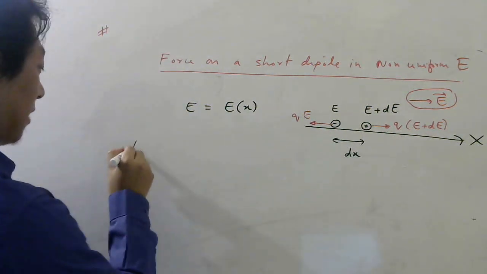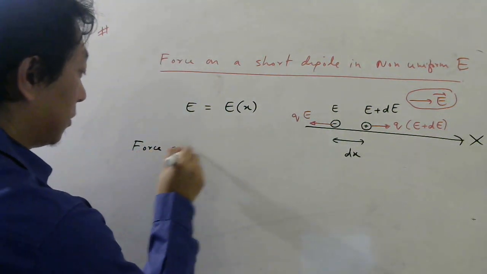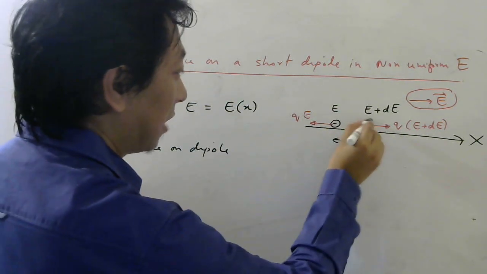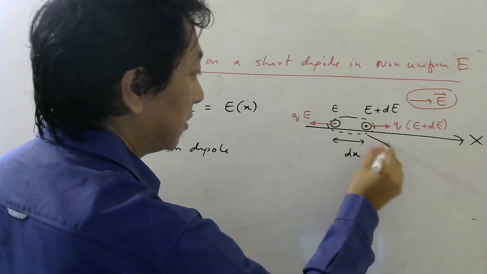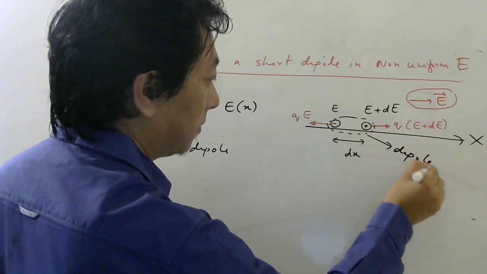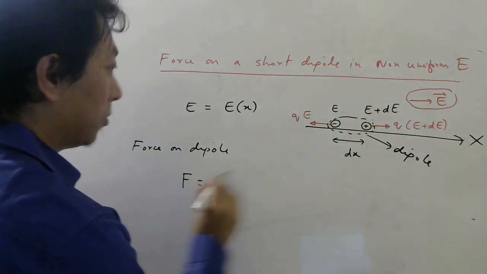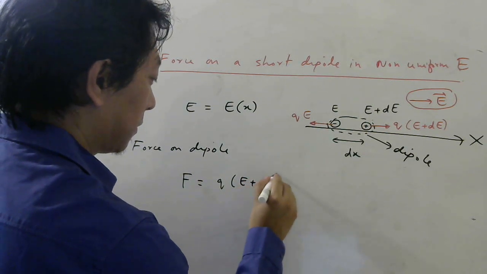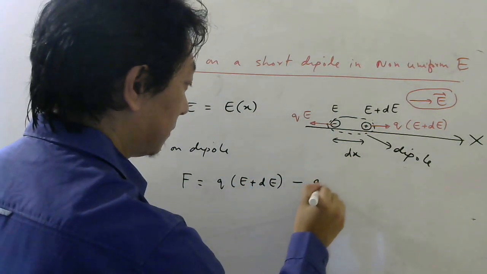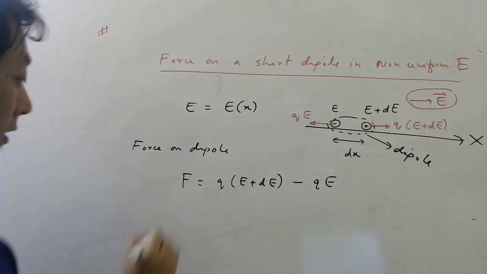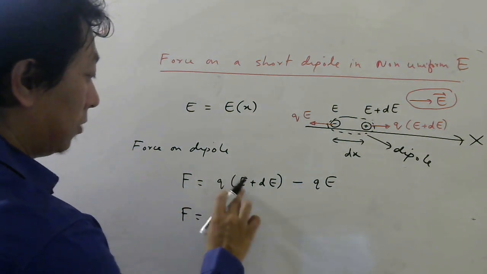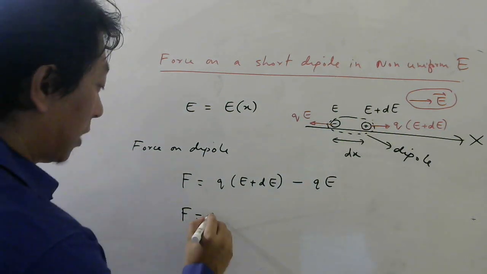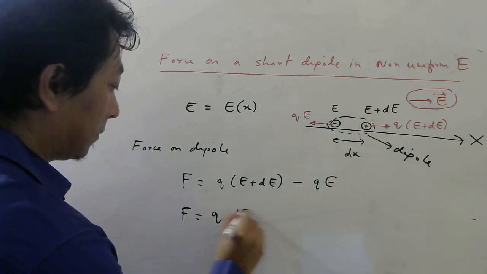So force on dipole, okay, not on this charge or this charge. This is your dipole, electric dipole. What will be the force on the dipole? This force minus this force. Correct now? And that you can see this QE and this minus QE will cancel. So what will I get? Q into dE. Correct now?